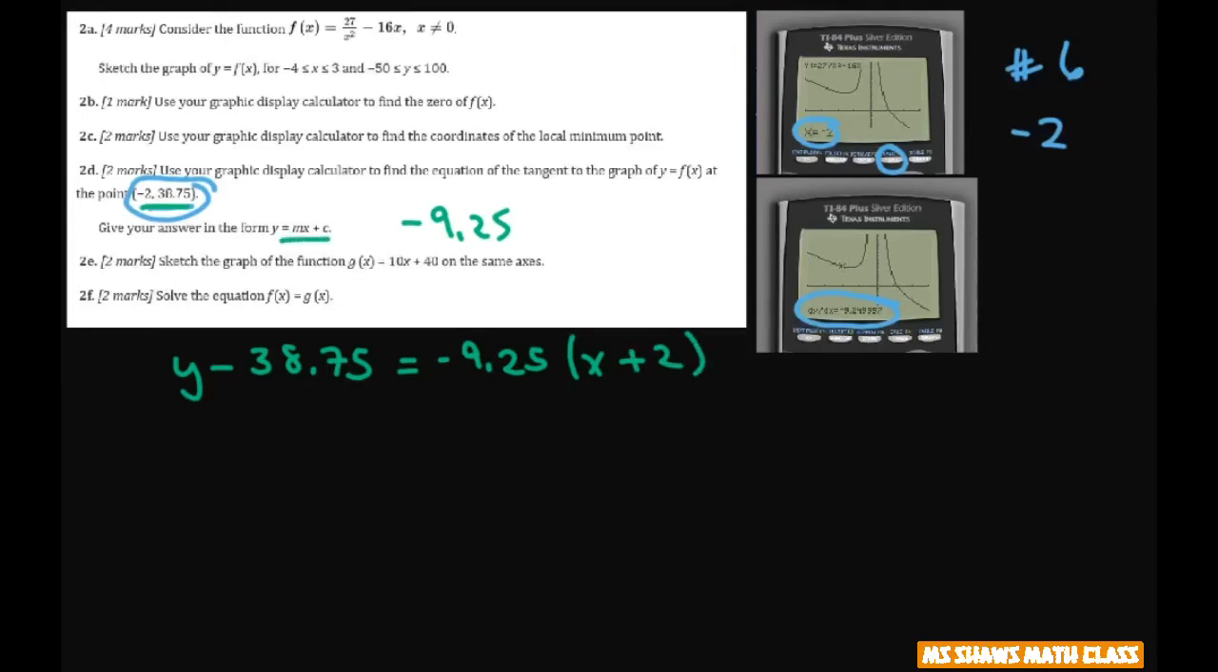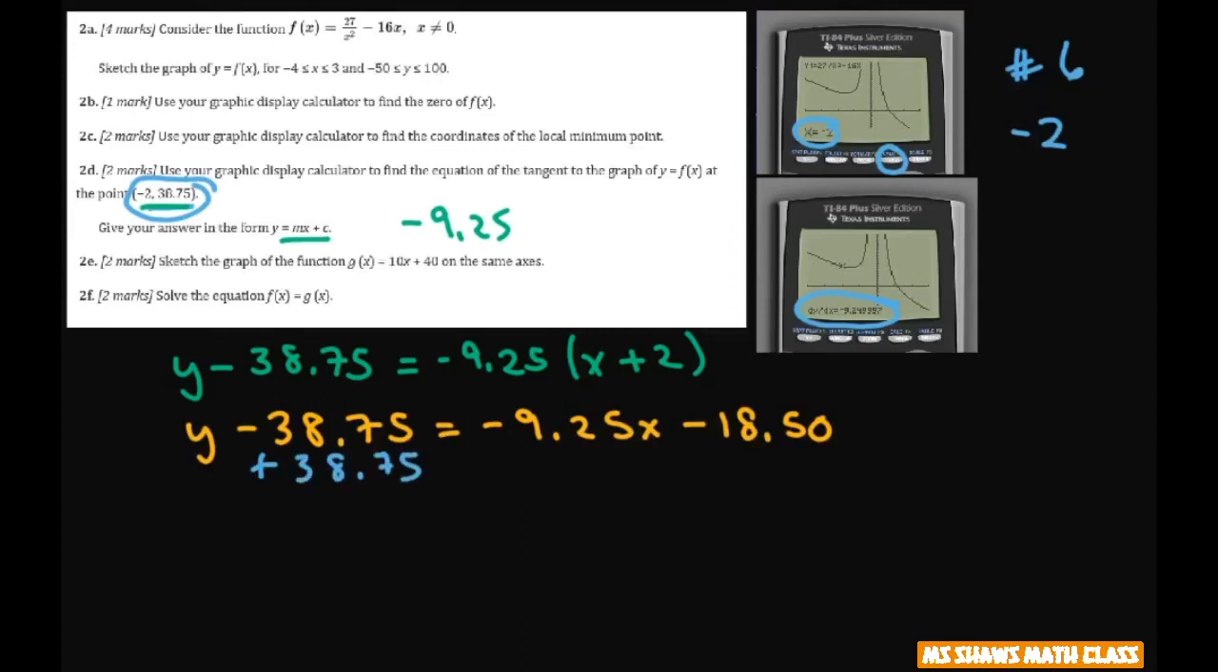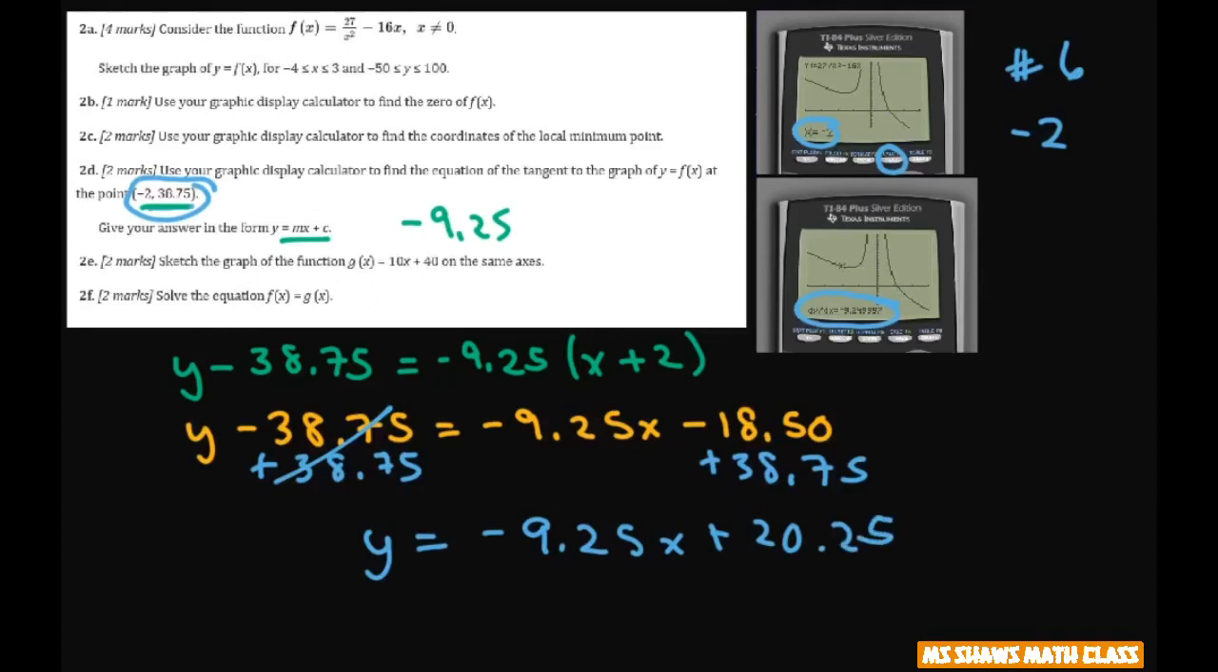Now they want this in this form, so let's just write this out. And this would be negative 9.25x minus 18.5. Add 38.75 to both sides. So you'll get y equals negative 9.25x plus 20.25. All right. Now it says sketch the graph of the function on the same axis and then solve the equation.